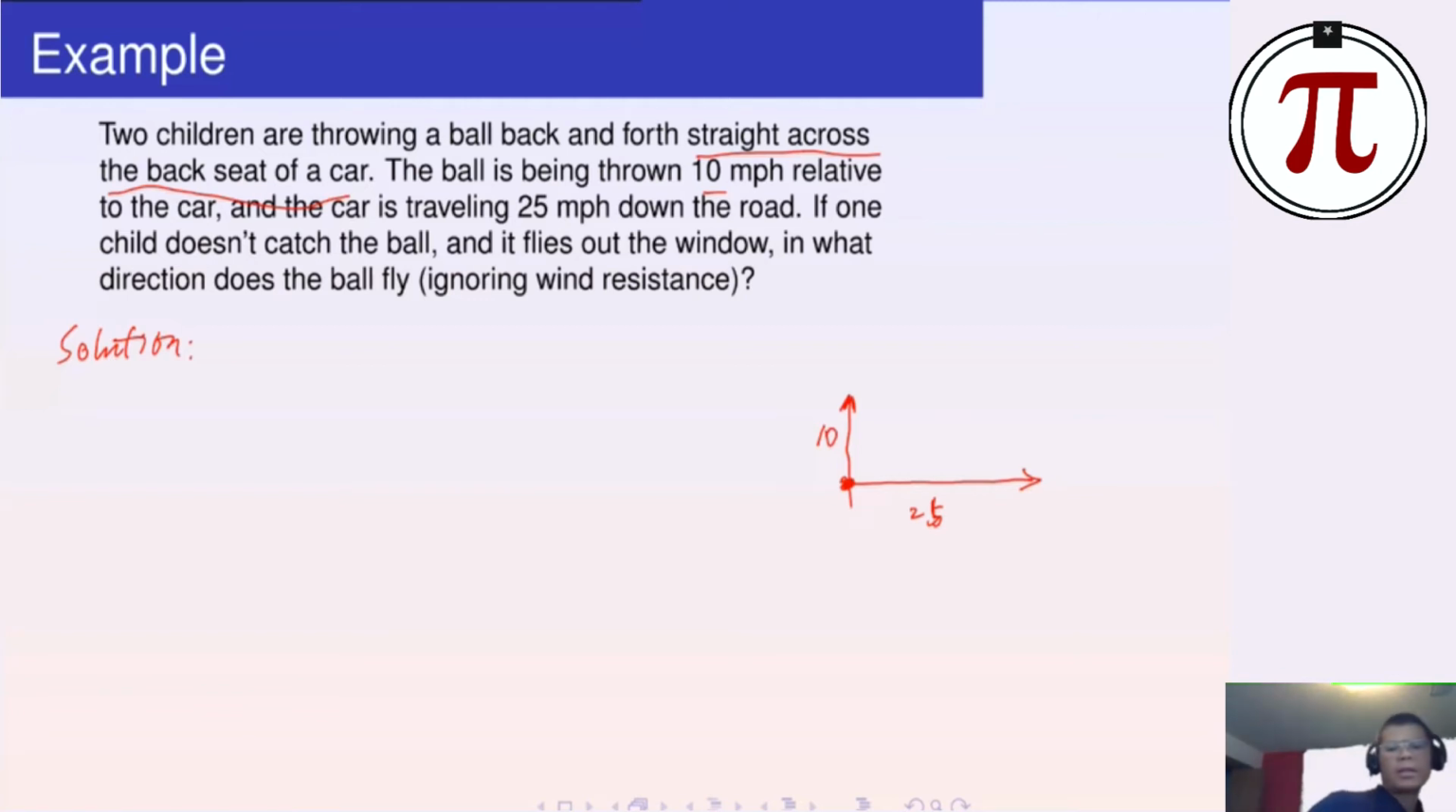So when we are talking about it flying out of the window, it's going to be a combination of these two speeds. That is the vector summation. Okay, so take the summation of these two speeds. Now we can write this as, from 0, this 25 is going to be a vector going in the horizontal direction, the vector representing this one.